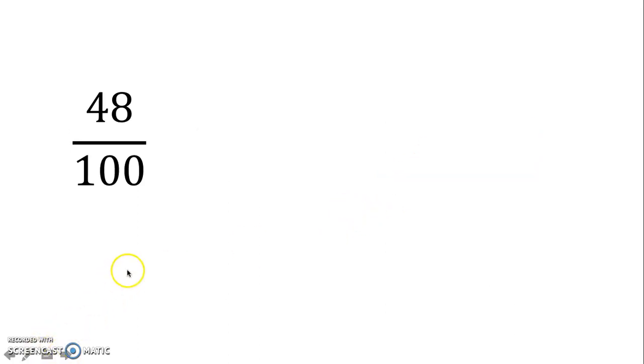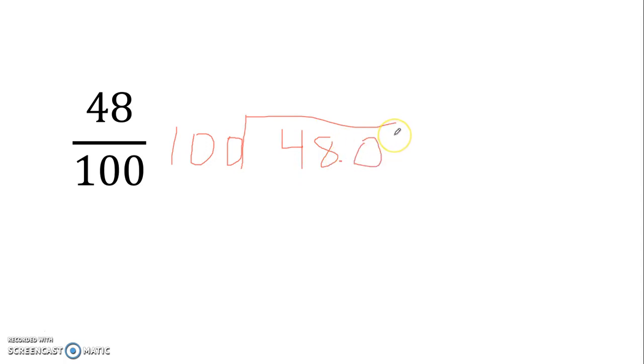The next one that we're going to talk about is 48 over 100. The same thing, it's a division problem: 48 divided by 100. So we're going to do our division bar. We have 48, and we're dividing it by 100. We know that 100 can't go into 48, so we need to add our decimal and some zeros. We'll just add one 0 for now. We might need to add more, so don't forget about our decimal up there and our 0. So how many times does 100 go into 480? We know that it goes in 4 times.